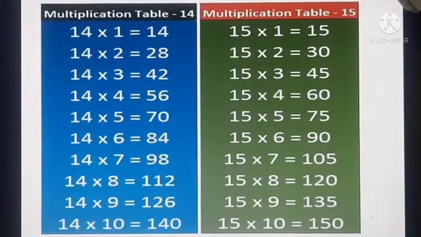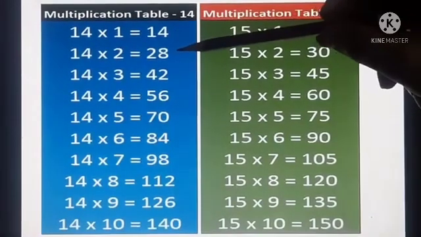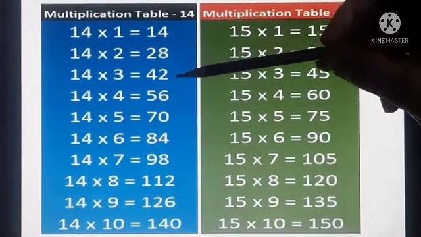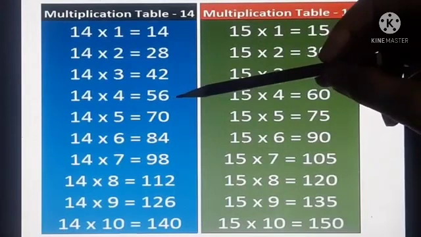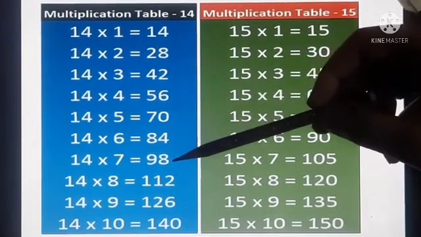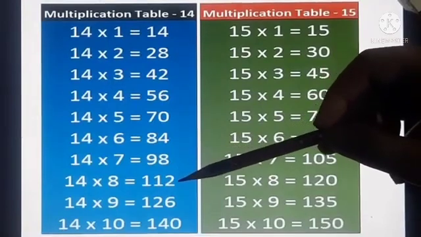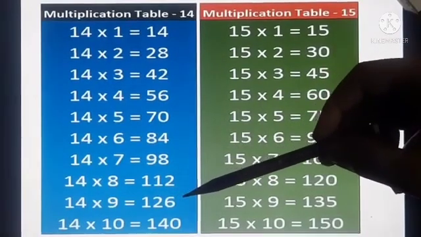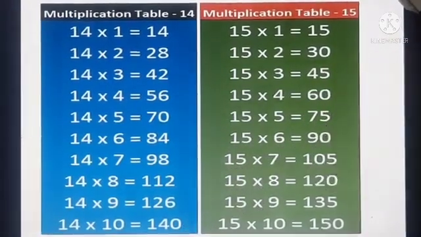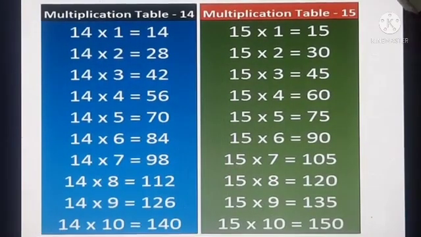Now table of 14. 14 ones are 14, 14 twos are 28, 14 threes are 42, 14 fours are 56, 14 fives are 70, 14 sixes are 84, 14 sevens are 98, 14 eights are 112, 14 nines are 126, 14 tens are 140. Now revise table of 15.